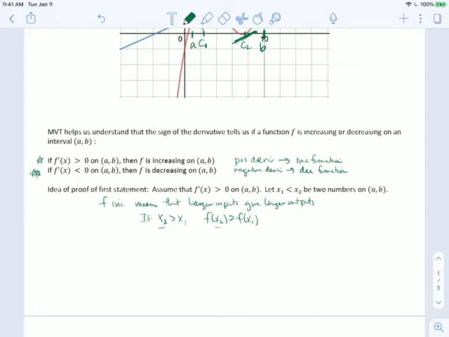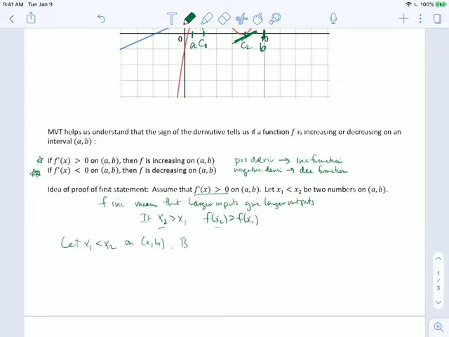So we're assuming that for a function, the derivative is always positive on the interval from a to b. We're going to let x1 and x2 be two numbers such that x1 is less than x2 on the interval from a to b. So these are two numbers between a and b where we're taking x1 to be the smaller number.